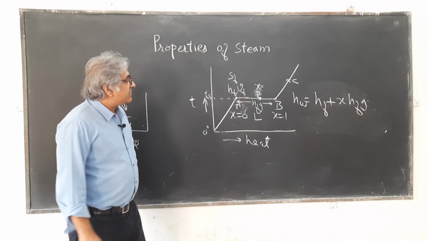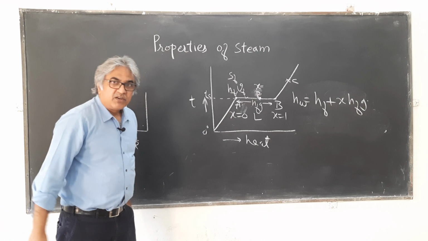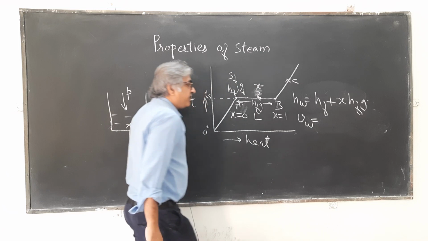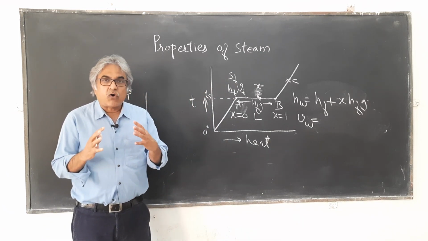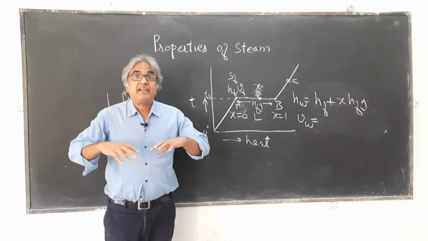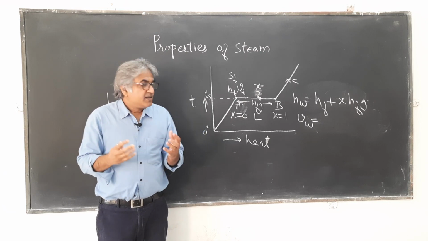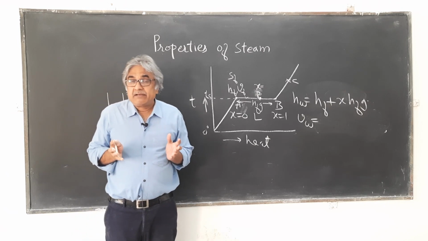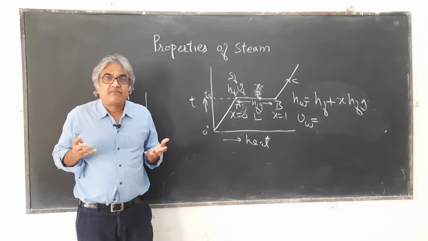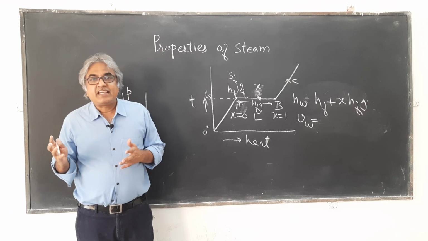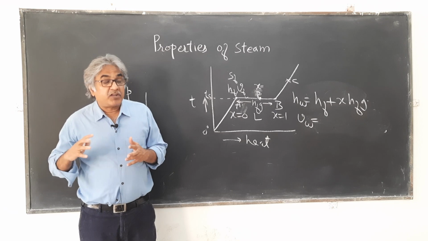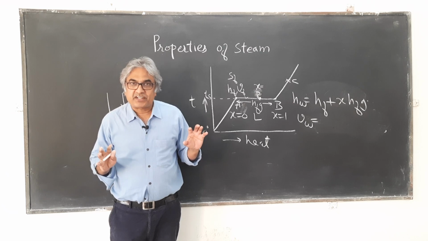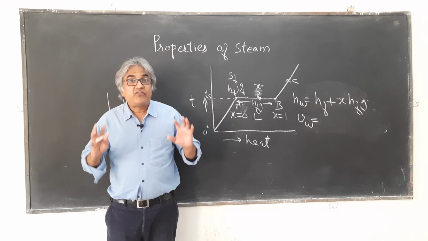Similarly, let's consider what will be the volume at this point. The specific volume of wet steam comprises dry steam and water. If you have 1 kg of mixture and 60% of that is dry steam, 40% is water. That means 0.6 kg is steam and 0.4 kg is water.